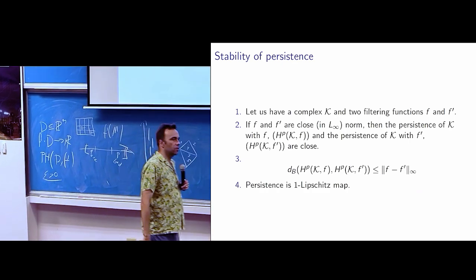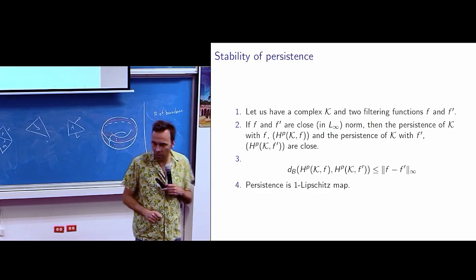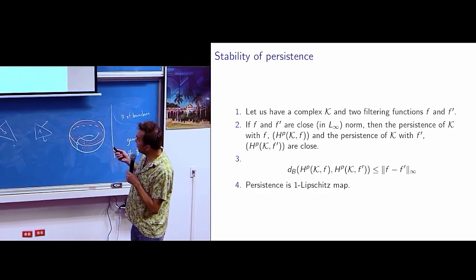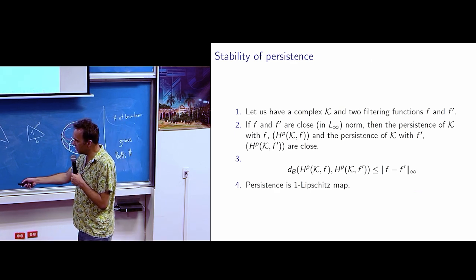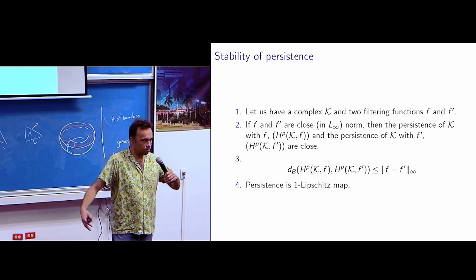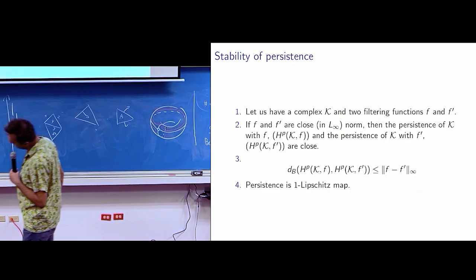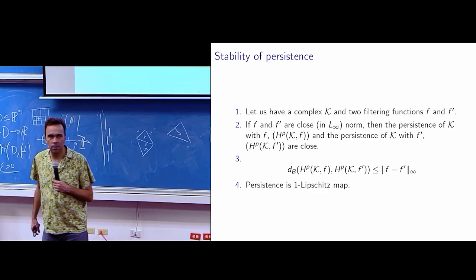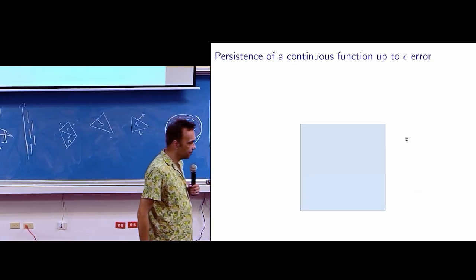If I am able to find such a finite approximation f prime of f, having the property that the L infinity distance between those two functions is bounded by this epsilon, then what is left is I have a finite complex with a filtration. I run the standard persistence algorithm. I got the answer. So here's my D.